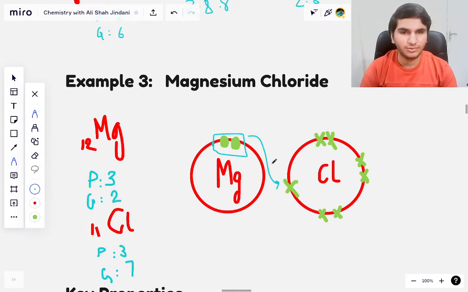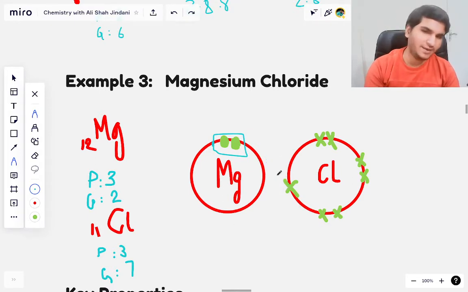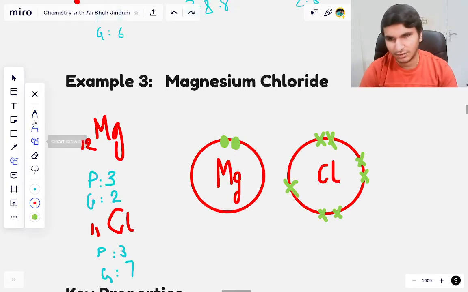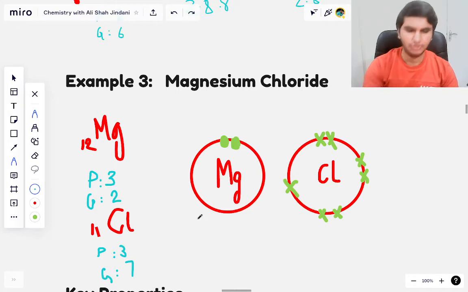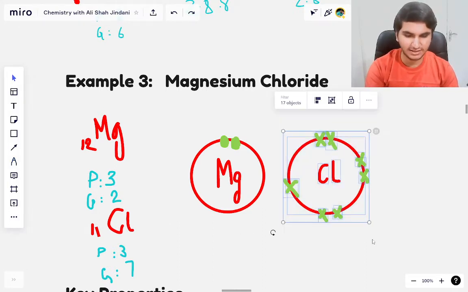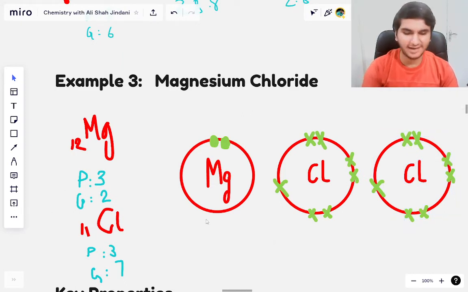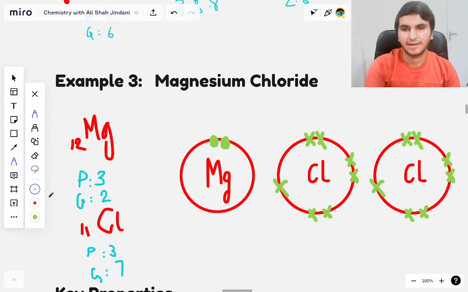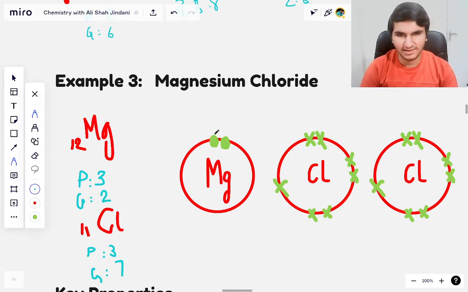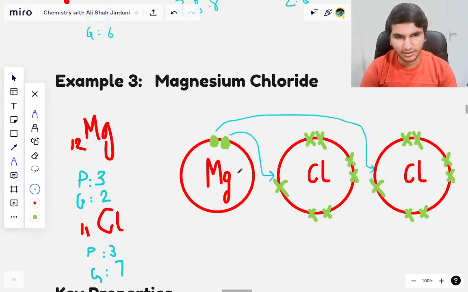So what do we do in this case? Well, in order for things to work out, what we need is 2 chlorines, right? Because if there are 2 chlorines, each of them can accept 1 electron from magnesium. So I'm just going to make another chlorine. Now we have 2 chlorines and 1 magnesium, right? And now this electron can go here, and this electron can go here.